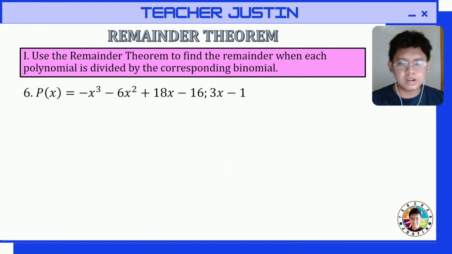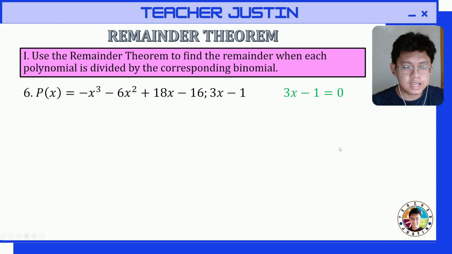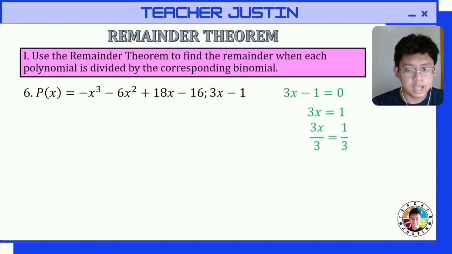Okay, let's use the remainder theorem to find the remainder of our polynomial divided by our binomial 3x minus 1. So, ang first step natin using remainder theorem is for us to copy our binomial 3x minus 1 and equate it to 0. Then, let's solve for the value of x. So, lipat natin si negative 1 to the other side to change the sign. So, we have 3x is equal to 1. Then, let's divide both sides by 3 to isolate the variable x. So, the value of x will be equal to 1/3.